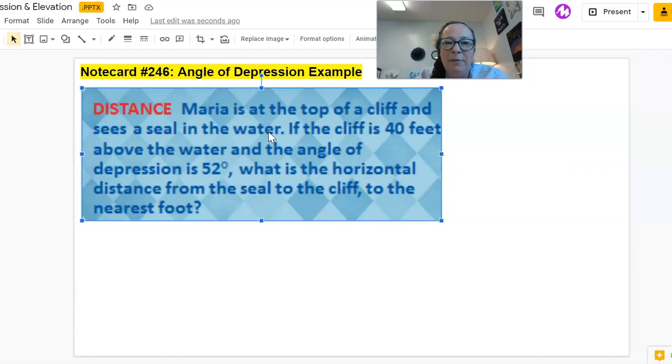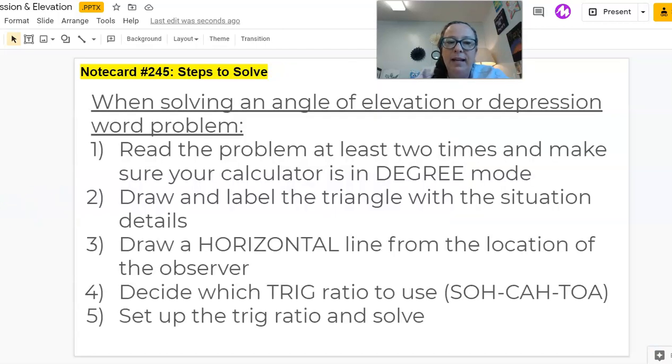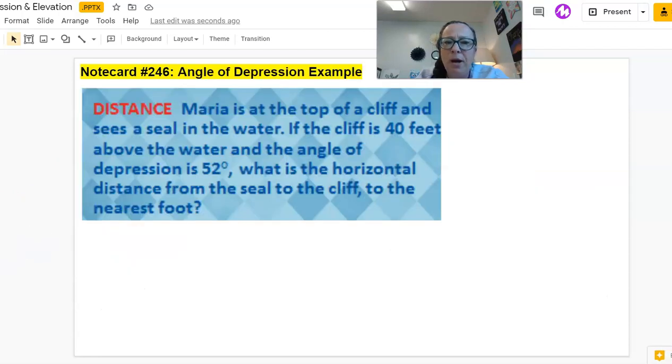So Maria is at the top of a cliff and sees a seal in the water. If the cliff is 40 feet above the water and the angle of depression is 52 degrees, what is the horizontal distance from the seal to the cliff to the nearest foot? Now remember, we had to read it twice. I want you to read it twice. Then we're going to draw and label. So go ahead and pause me, write this problem down, and attempt to draw this on a scrap sheet of paper to make sure that you can do it and we can work through this.